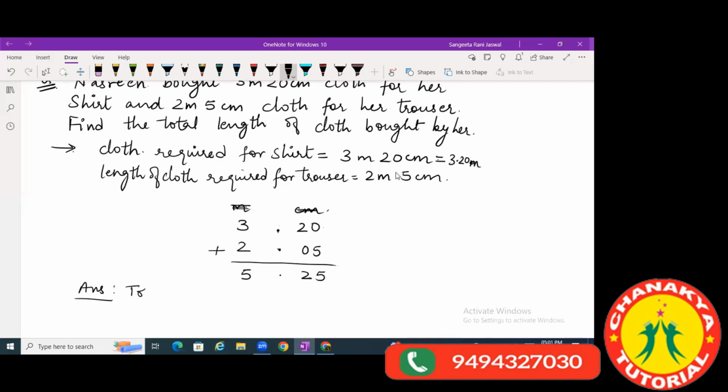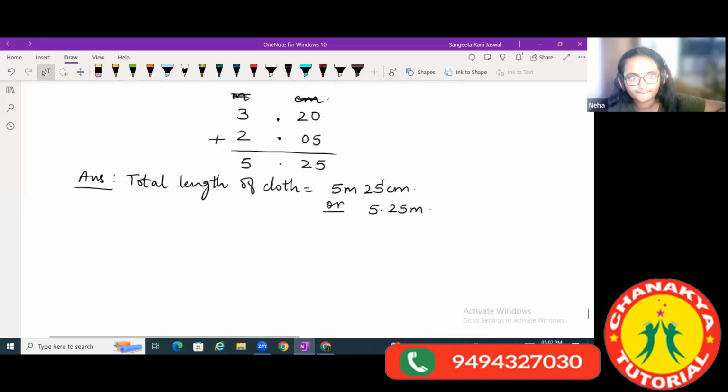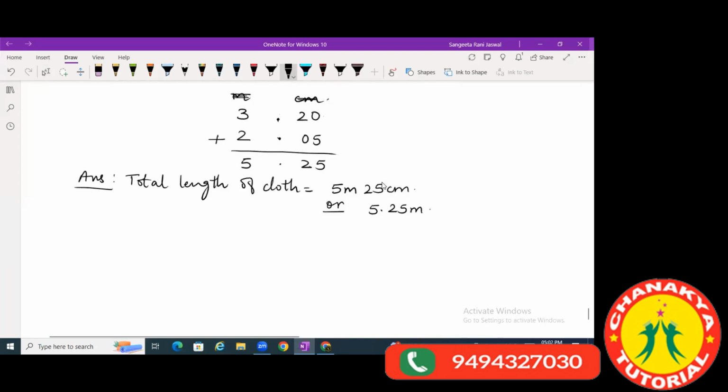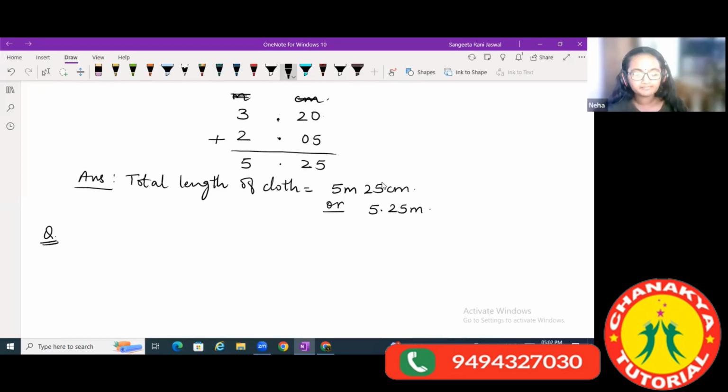Total length of the cloth is equal to 5 meter 25 centimeters. Okay, you can write it like this also. You can even write it as 5.25 meter also. Right, children? Yes, ma'am. Okay, I hope you are understanding. Yes, ma'am.